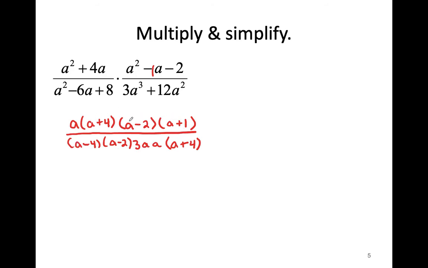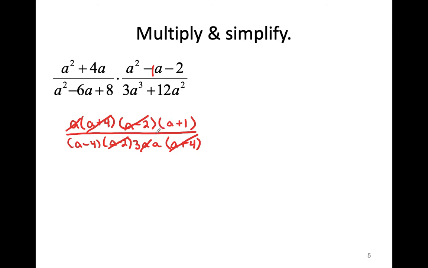So now let's go ahead and cancel common terms. So I'm going to start with this a out front. Right? Well, this a in the numerator will cancel with one of the a's in the denominator. This a plus 4 can cancel with this a plus 4. My a minus 2 cancels with my a minus 2. And then I have this a plus 1, which I don't have anything left there to cancel.